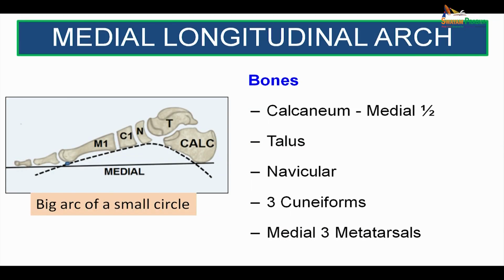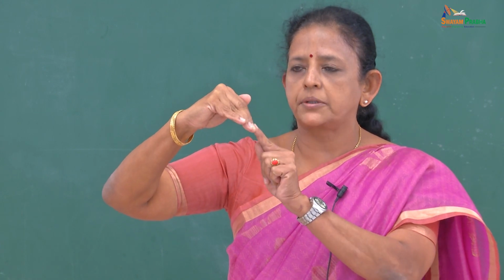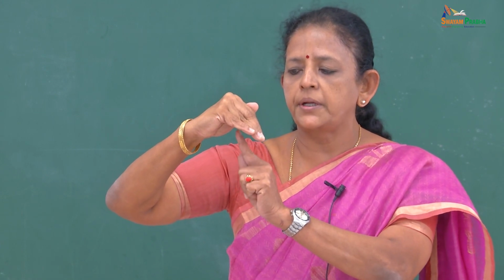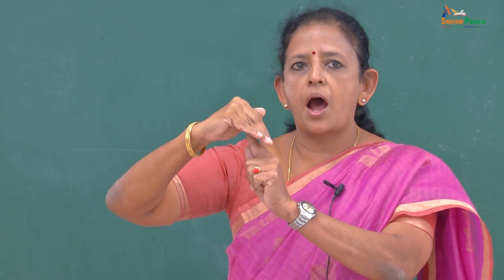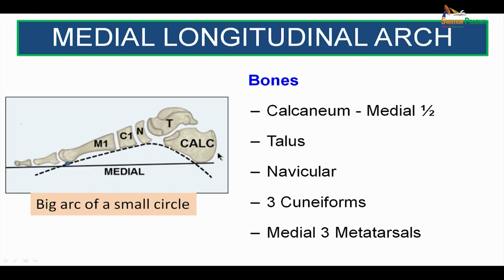Coming on to the medial longitudinal arch, that can be considered as a big arc of a small circle. So, thereby you see that the height or the summit of the arch is elevated. The various bones forming the arch are calcaneum, talus, navicular, the 3 cuneiform bones and the medial 3 metatarsal bones.